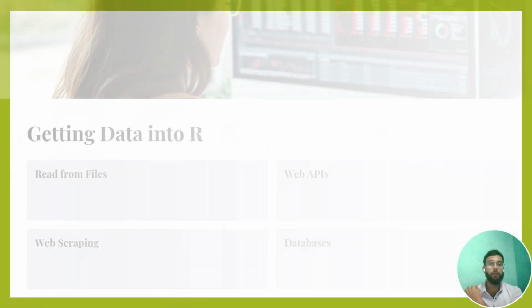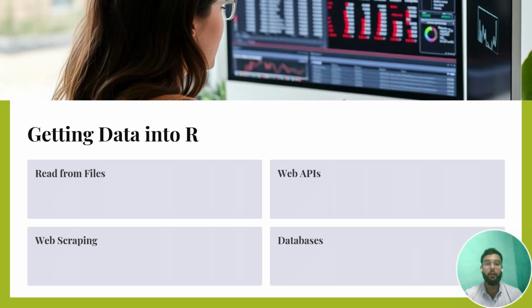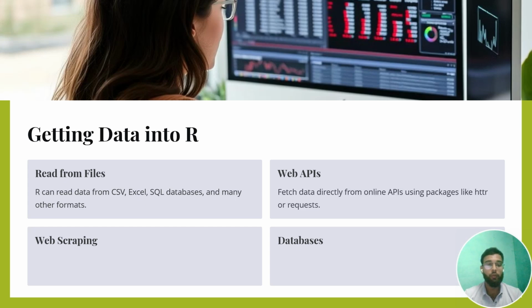Now we have getting data into R. So how to read from files? R can read data from CSV, Excel, SQL databases, and many other formats. Now we talk about web APIs. With web APIs we can fetch data directly from online APIs using packages like httr or requests, like HTTP, etc.